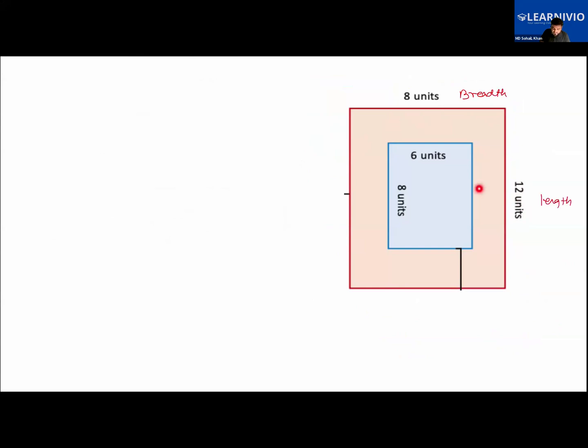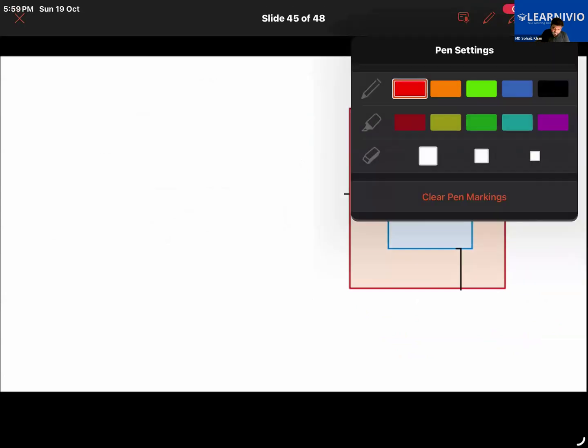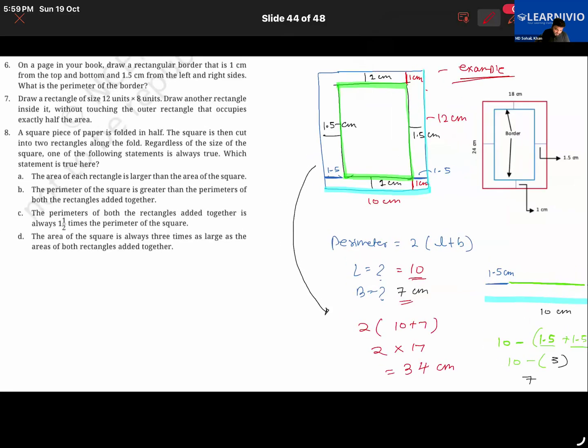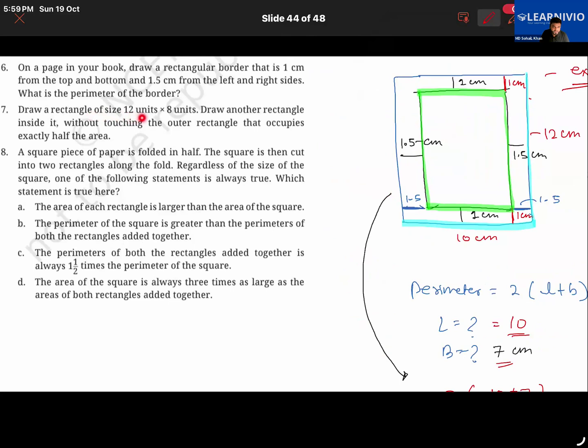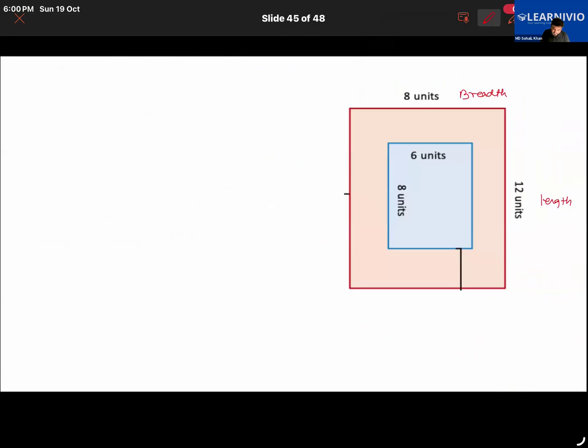Inside this rectangle, you are going to draw another rectangle that should be just half the area of the bigger rectangle. Are you getting it? The question says first you have to draw a rectangle of 12 by 8 units. Length and breadth should be 12 and 8. Inside that rectangle, you have to draw another rectangle, and that rectangle has to be just half the area of the bigger rectangle. Getting it? It has to be just half the area of the bigger rectangle.